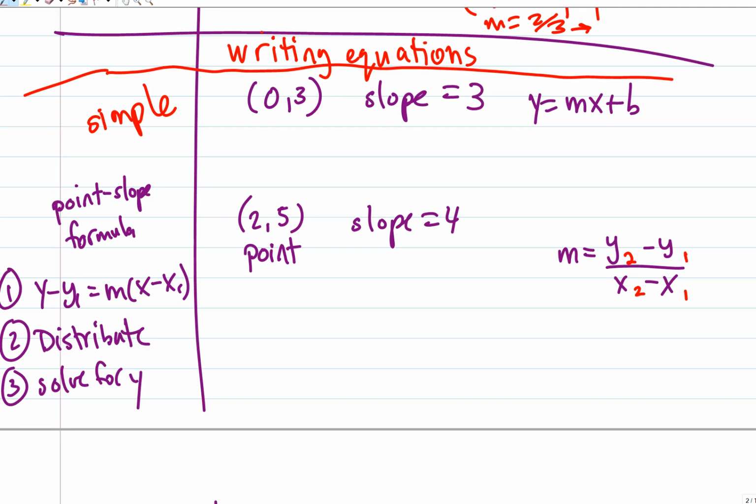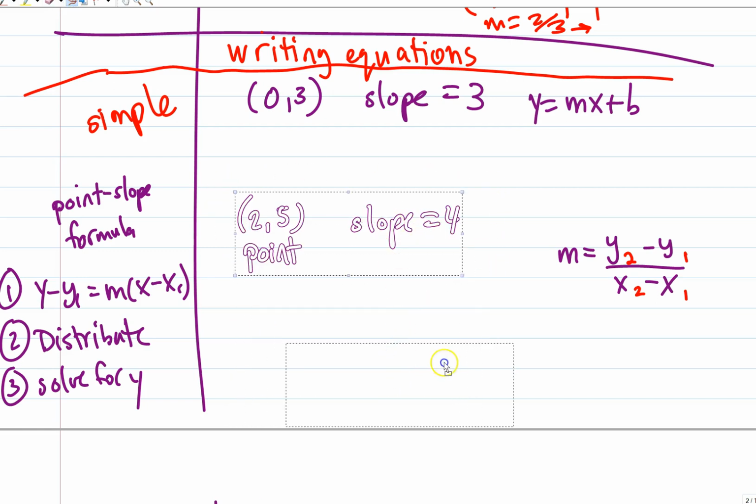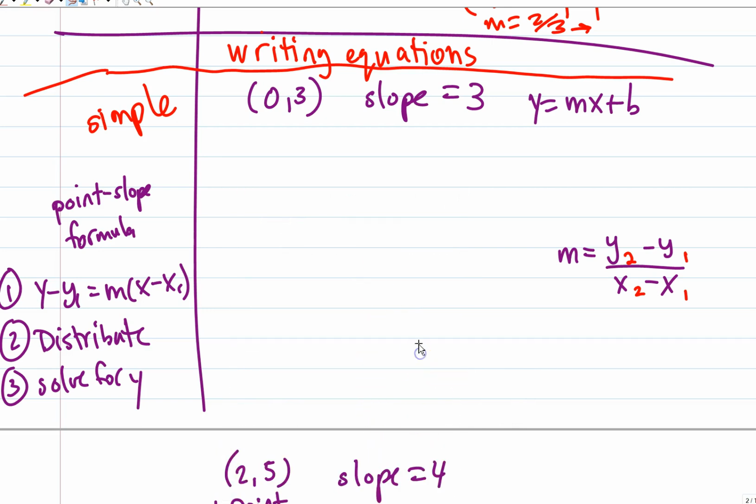And I've seen questions like this. In fact, I'm going to move this. All right. They gave me a point, and they gave me a slope. They say, if you know the point 0, 3, and you know the slope is 3, what is the equation?